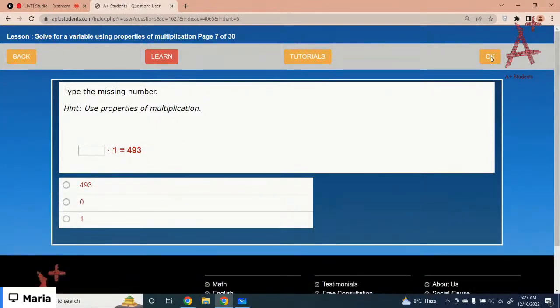Okay, type the missing number. What number times 1 equals 493? That is the identity property. Got it? Yes, it is 493.